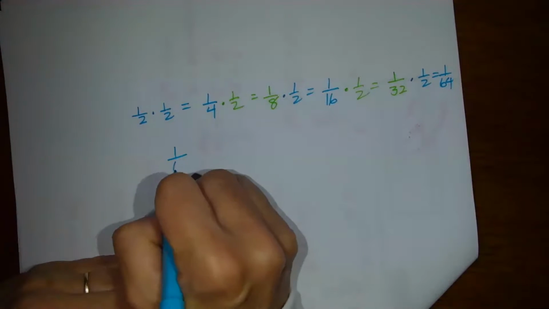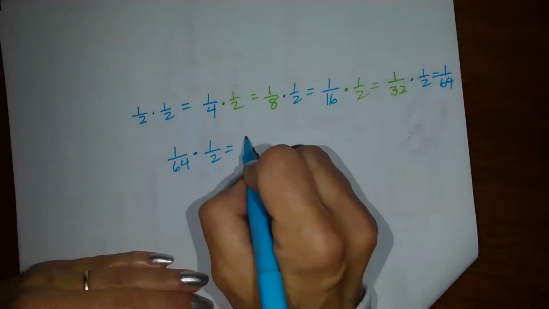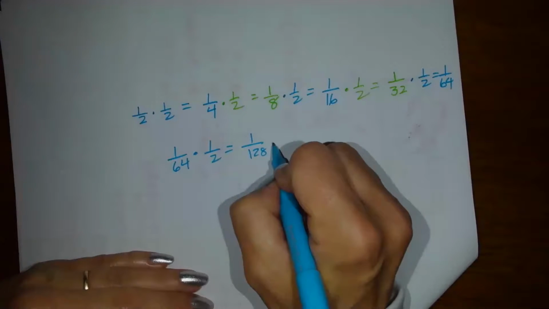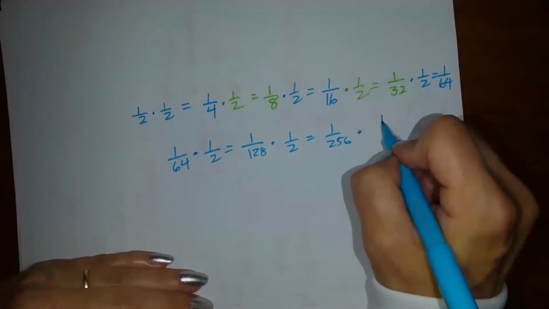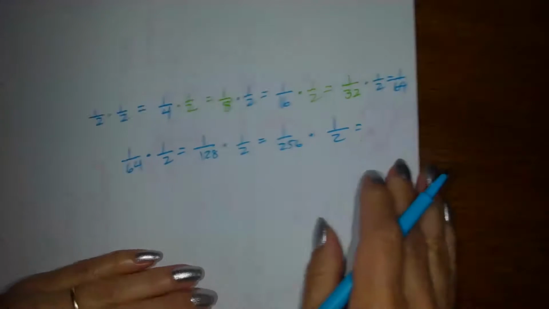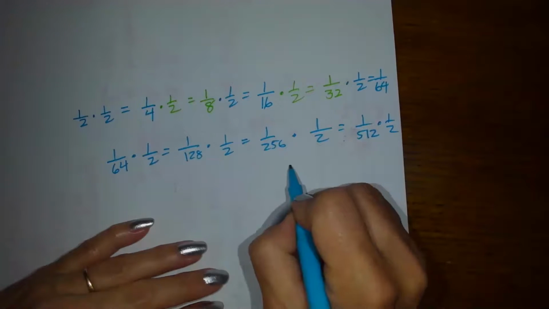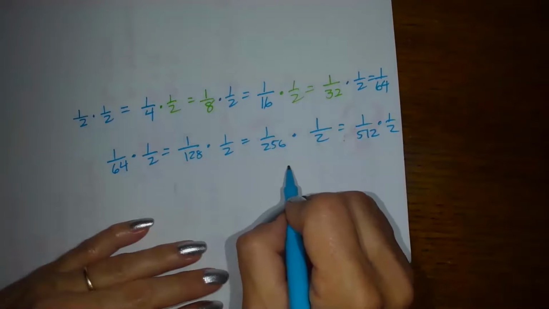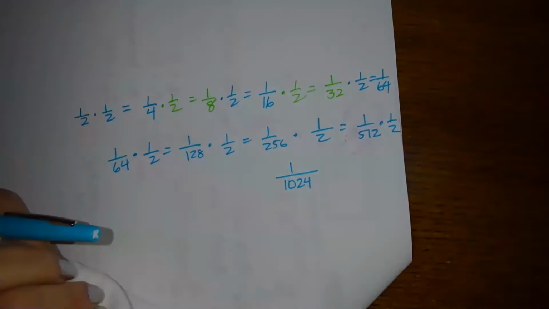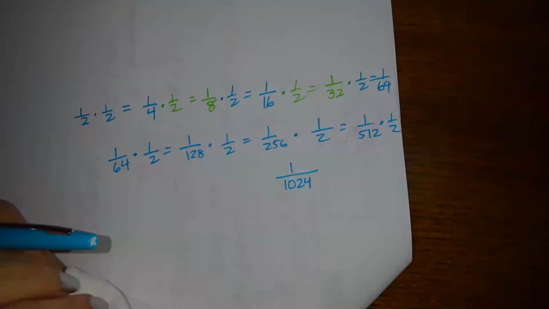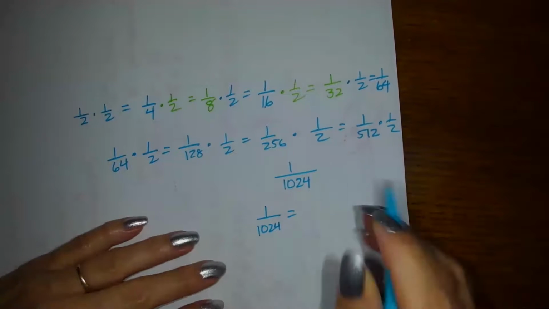Okay, I got to keep going. I want you to see why this works. What's 1/64 times a half? Times a half? Times a half? Let's do one more. What's 1 over 512 times a half? Do me a favor and plug 1 over 1024 into your calculator. What does that equal?